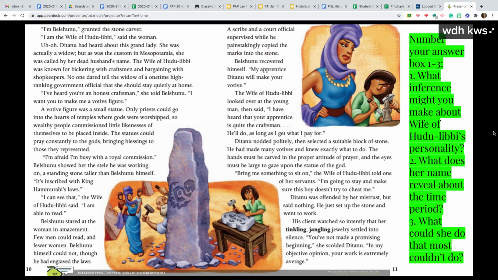Few men could read, and fewer women. Belshunu himself could not, though he had engraved the laws. A scribe and a court official supervised while he painstakingly copied the marks into the stone. Belshunu recovered himself. "My apprentice Dotanu will make your votive."